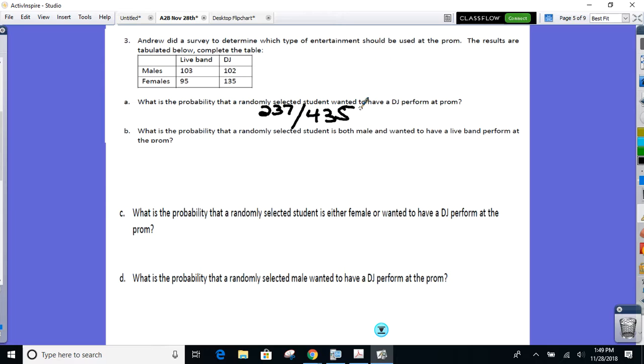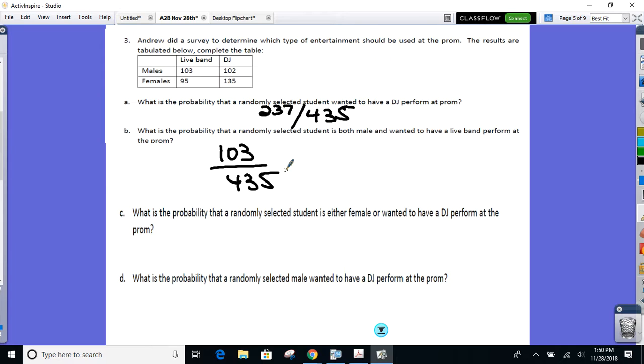Ask now if you don't know, because they're going to get a little trickier where those numbers came from. All right, B, you select a student that is both male and wanted a live band. It's got to be both, right? With that and in between, both male and a live band. How many of them exist? 103 out of how many students again? 435. All right, I think we're getting better at this.